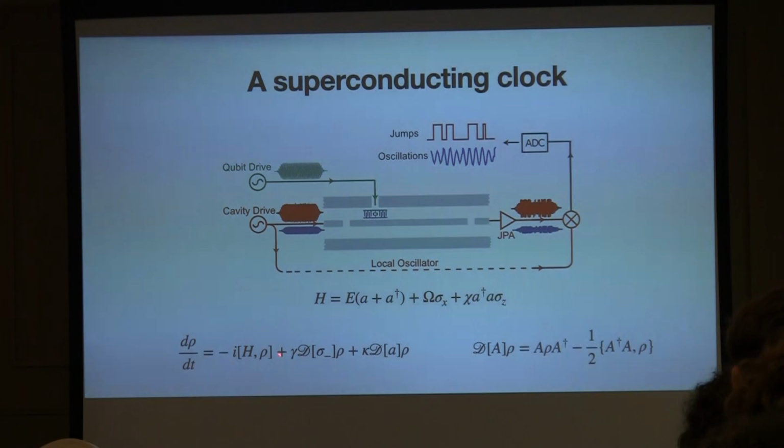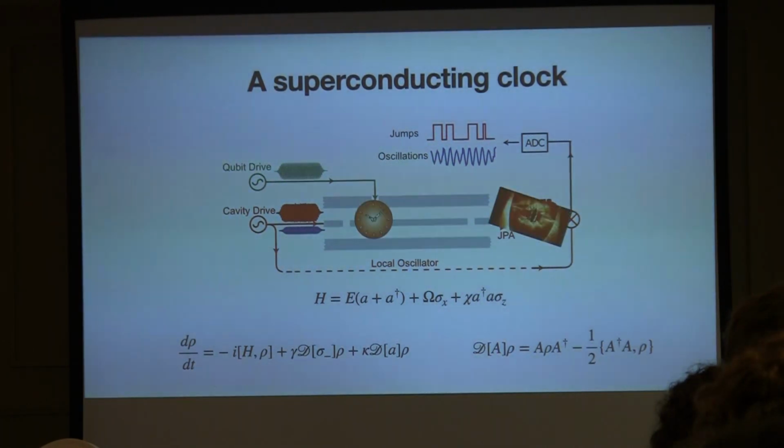You can model this system using a very simple master equation. We've got spontaneous damping on the qubit at a rate gamma, as well as photon leakage out of the oscillator at a rate kappa. And this is just the standard Lindblad dissipator. So in our system, the qubit is going to play the role of our clock, and the readout over here is going to play the role of our measurement.